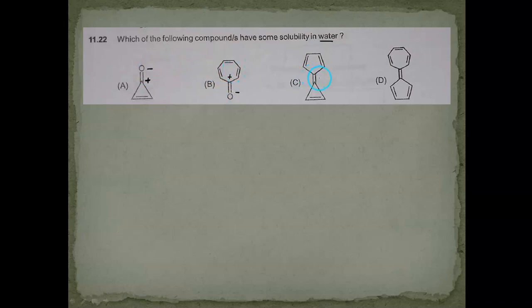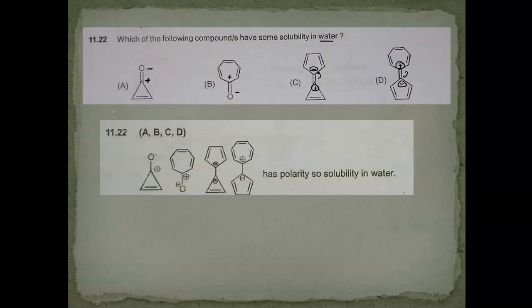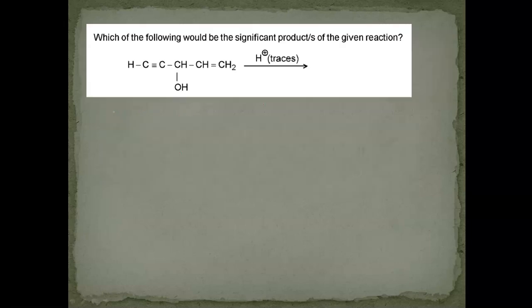What about this? If I delocalize this electron towards this, this becomes negative and this becomes positive. Again, polar aromatic. And the same over here. If we delocalize towards this, this is negative and this is positive. Both the rings are aromatic, satisfying Huckel's rule. So hence all of them, A, B, C, D, would be soluble in water. Hence the answer is A, B, C, D.